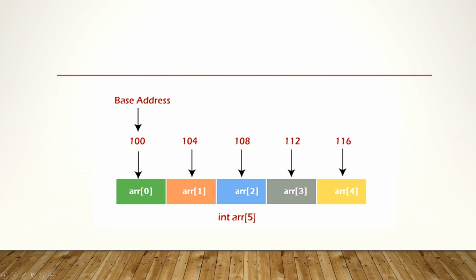The base address of the array is 100 bytes. It is the address of array[0], which means index 0. Here you can see the size of the data type used is 4 bytes. Therefore, each element will take 4 bytes of memory.